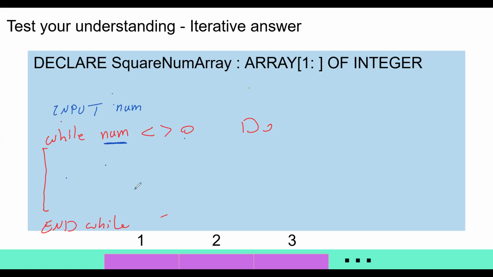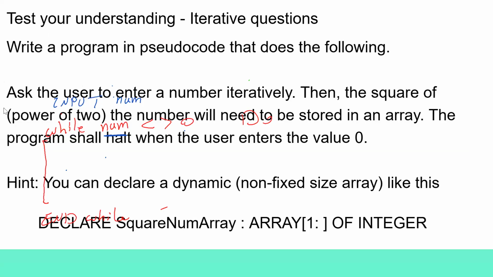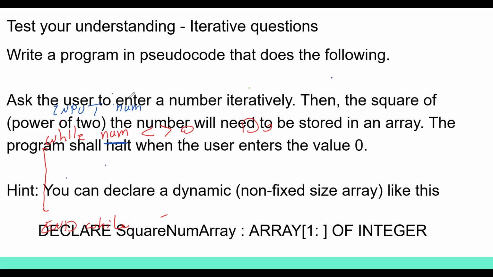Okay, now you said to me that this input is enough, right? Yeah. Okay. And may I know what this guy is saying here? He said, ask the user to enter a number, and then the square of the number will need to be stored in the array. So if this is the array name, any idea that can come to your mind, how can we store a number inside an array in pseudocode?